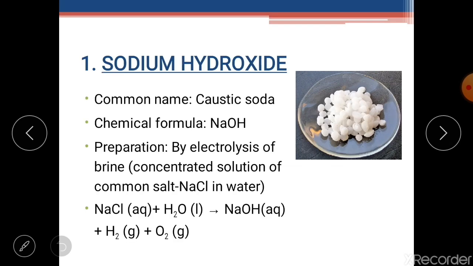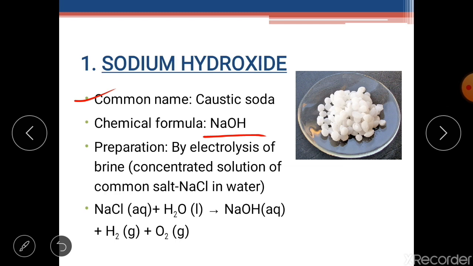We are starting with sodium hydroxide. Sodium hydroxide is a strong base. It's an alkali, which means a water soluble base. Its common name is caustic soda. The chemical formula is NaOH. And now let's understand how it is prepared.